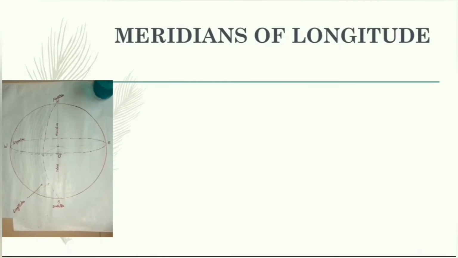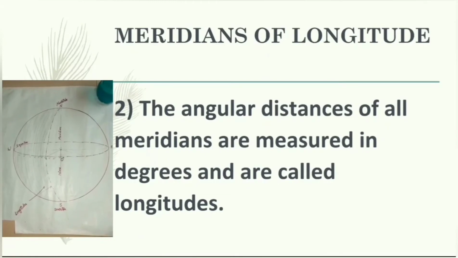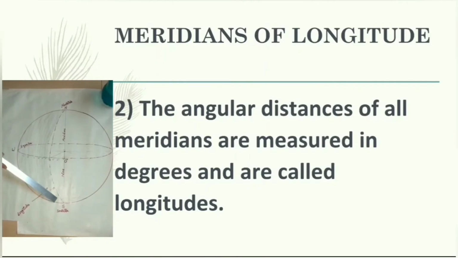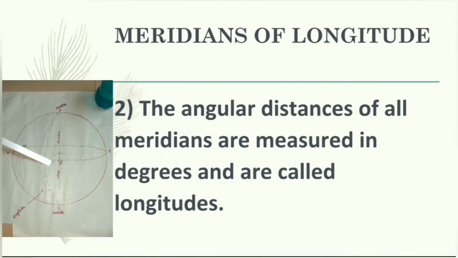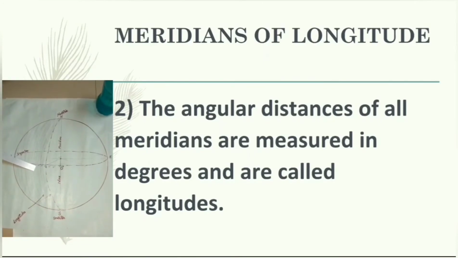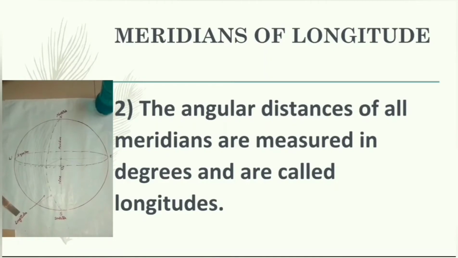Students, meridians of longitude, second point: the angular distances of all meridians are measured in degrees. So you can see here, 10 degree, 20 degree, 30 degree, 40 degree, 50 degree. The angular distances of all meridians are measured in degrees and are called longitudes.